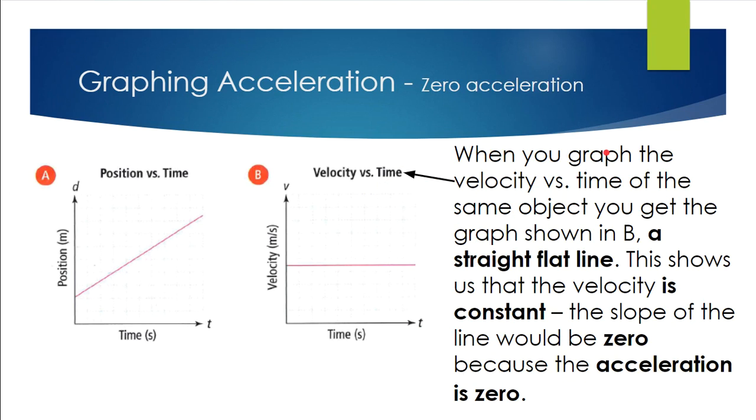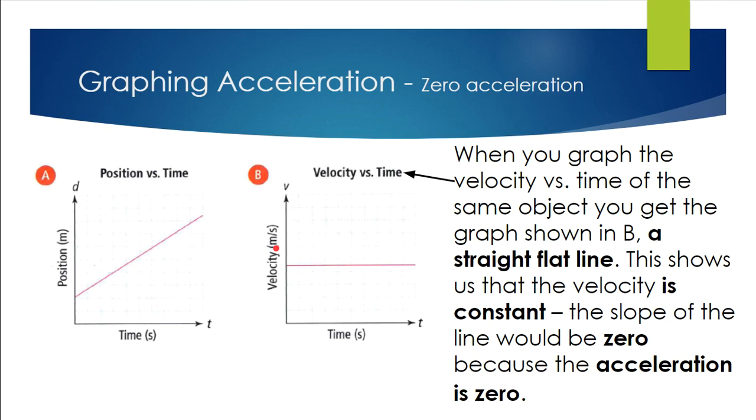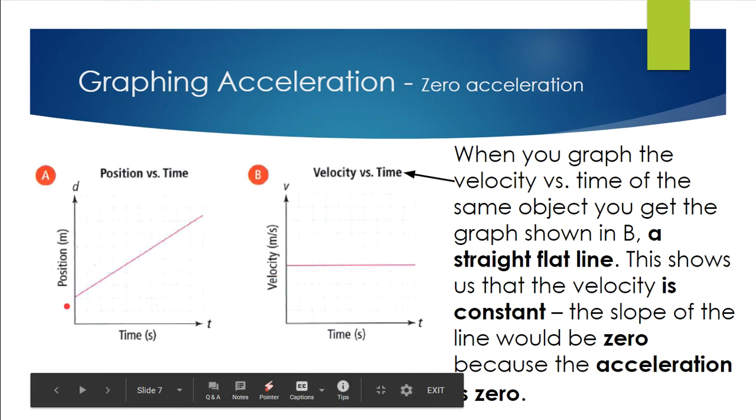When you graph the velocity versus time of the exact same object, you get the graph shown in B. So this one here is a straight, flat line, and hopefully this makes a little bit of sense. This line shows us that the velocity is constant. You can see here's our velocity on our y-axis, and it's constant; it's not changing. Same thing here. Our velocity is constant and not changing.